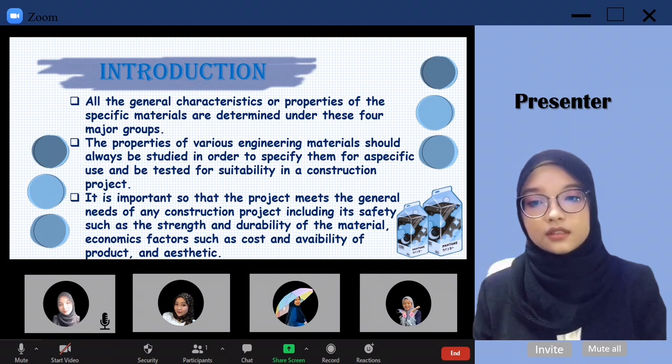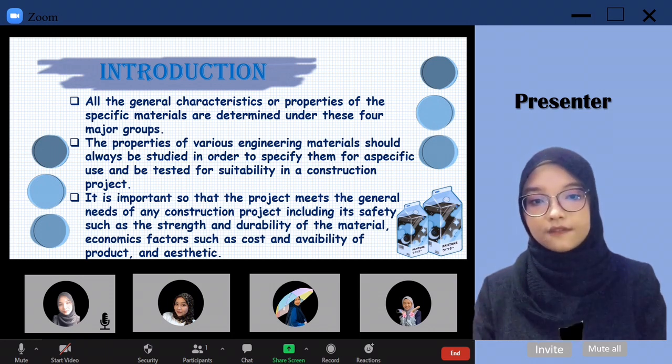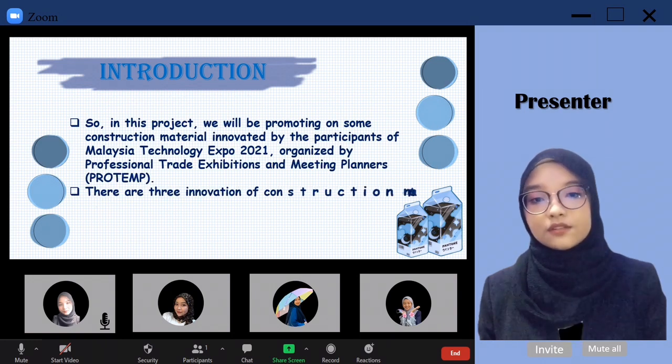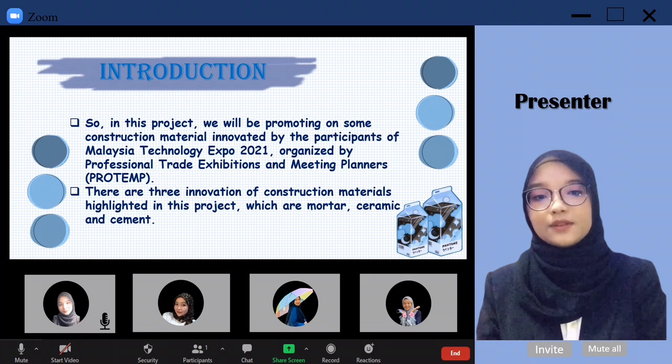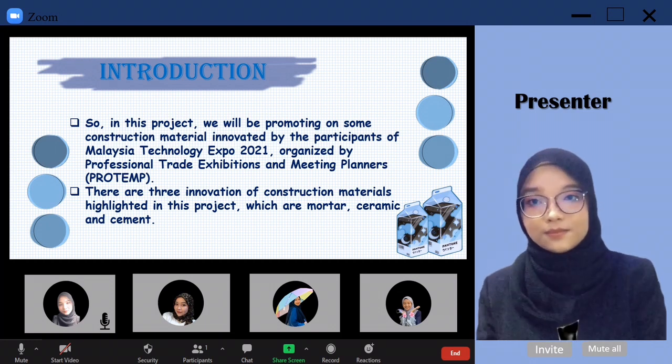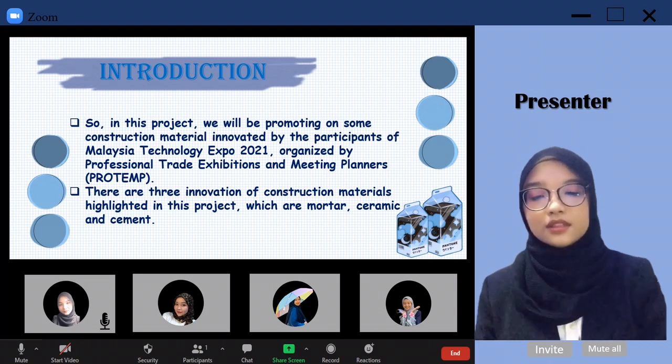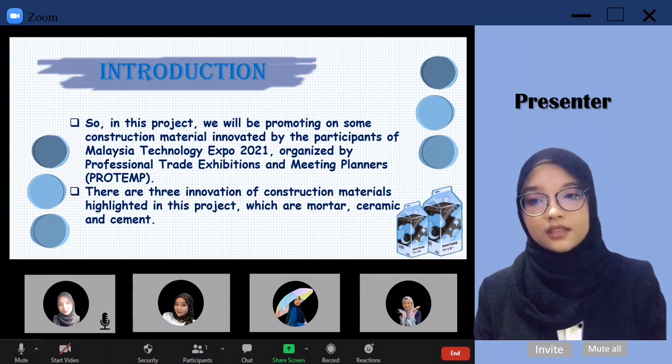It is important so that the project meets the general needs of any construction project, including its safety, such as the strength and durability of the material, economic factors, such as cost and availability of product, and aesthetic. So in this project, we will be promoting some construction material innovated by the participants of Malaysia Technology Expo 2021, organized by professional trade exhibition and meeting planners. There are three innovations of construction materials highlighted in this project, which are mortar, ceramic, and cement.